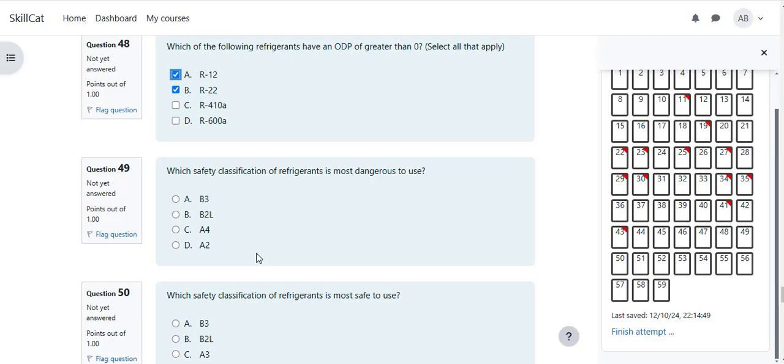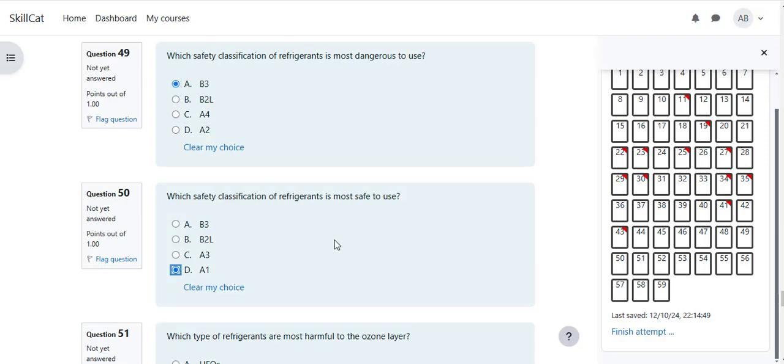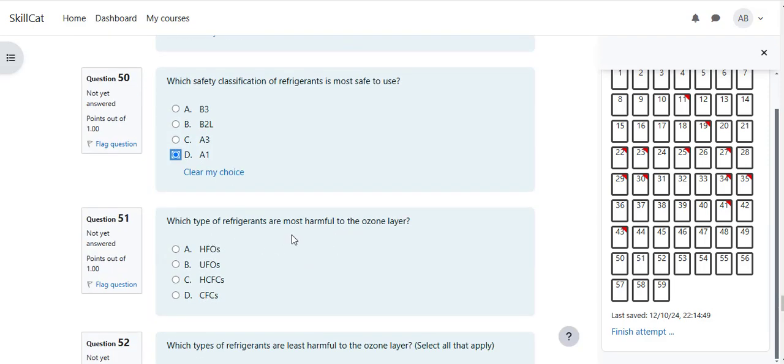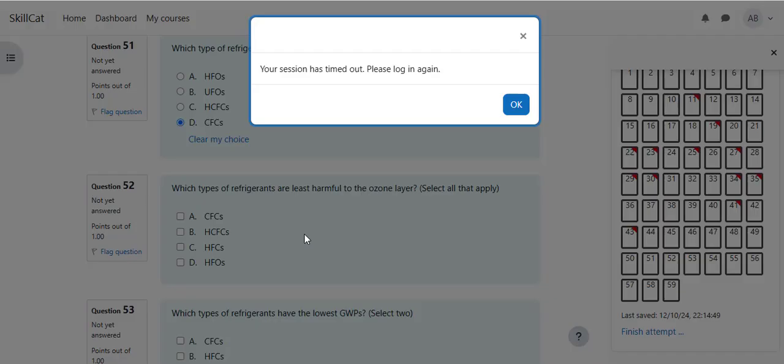Which safety classification of refrigerants is most dangerous to use? B3, I think. Which safety classification of refrigerant is most safe? A1. Which type of refrigerant is most harmful to ozone? CFCs. Which types of refrigerants are least? Okay, need us to log in.